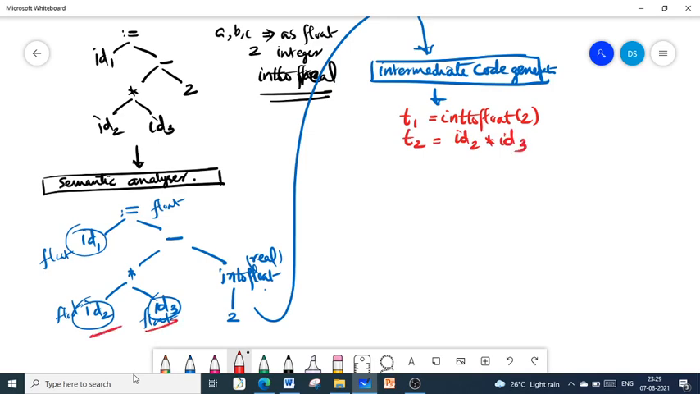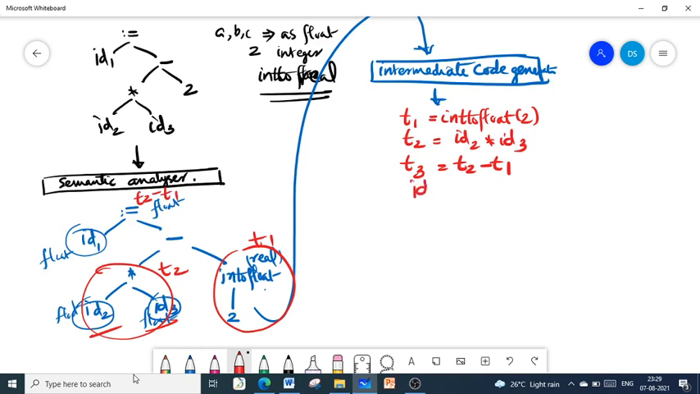Then t2 is taken as id2 into id3. This operation is performed and the result is loaded to t2. Then we are doing t3 as t2 minus t1. The result will be t2 minus t1, and that is to be loaded to id1. So id1 equals t3. These are the intermediate codes generated for the given statement.